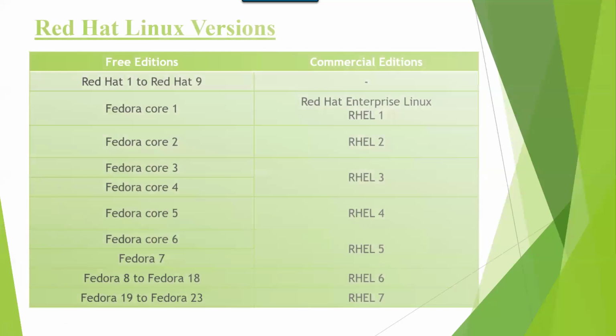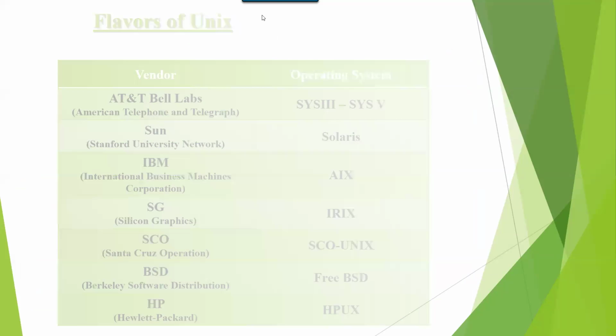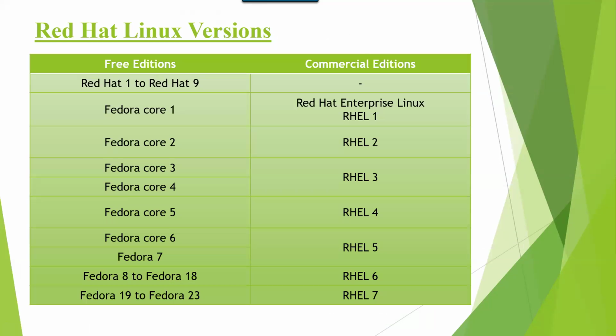This is only for general knowledge I'm giving. And these are the versions of Red Hat. So we have free editions and commercial editions. Whether it is a free edition or a commercial edition, the operating system is free. Starting, they released free editions. From the year 2000, they started releasing commercial editions. So if you are using a commercial edition also, the operating system is free only. They will not charge anything for the operating system because the source code is open.